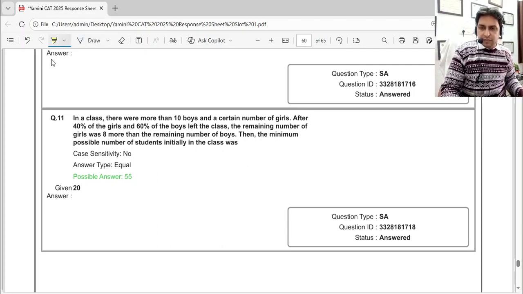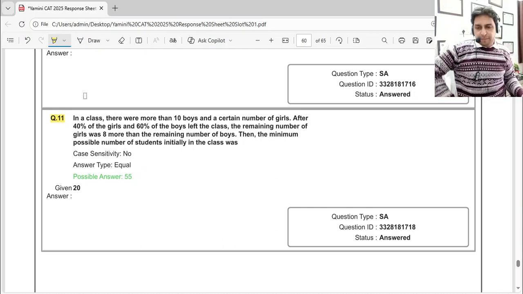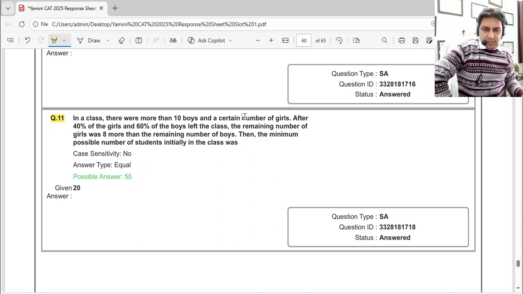So let's start marking up the information in question number 11. In a class there are more than 10 boys and a certain number of girls, so we know the total number of boys is more than 10. After 40% of the girls and 60% of the boys left the class, the remaining number of girls was 8 more than the remaining number of boys. So let's say the number of boys was B and the number of girls was G initially.